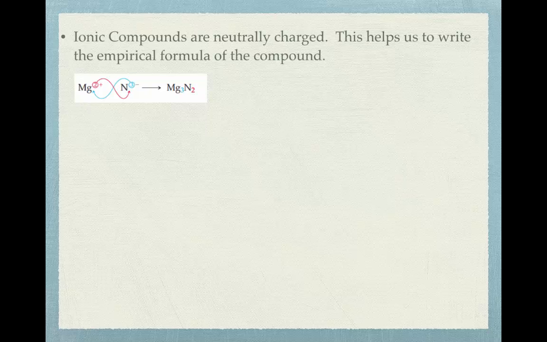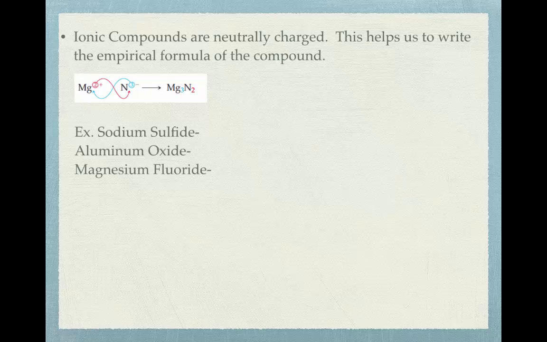If I were to do this math to check to make sure Mg3N2 was a neutral compound, since magnesium has a +2 charge and there are 3 of them, that's a total of +6. Nitrogen has -3, since there are 2 of them, that's -6. So +6, -6, that is a neutrally charged compound.